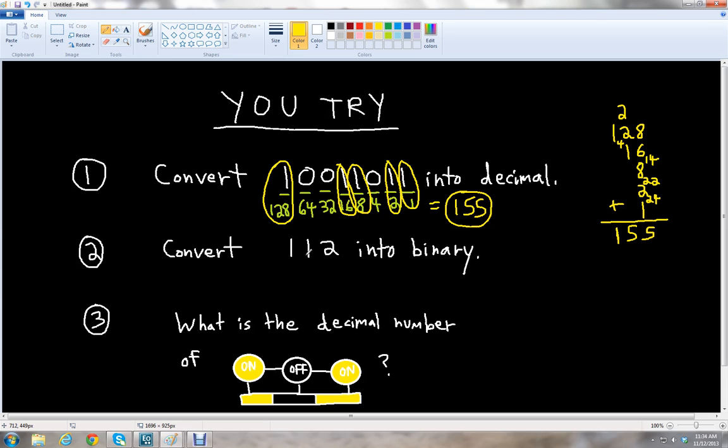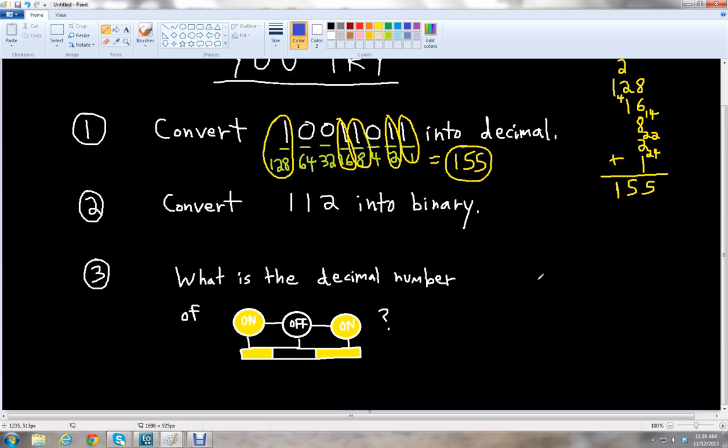Now in problem 2, we're asked to convert 112, that decimal number, into a binary number. So we're going to do 112, do our division house with 2, and then we have our Q for quotient. We have our R for remainder. We'll just set up our boxes here. We know we'll have at least a few to start with.